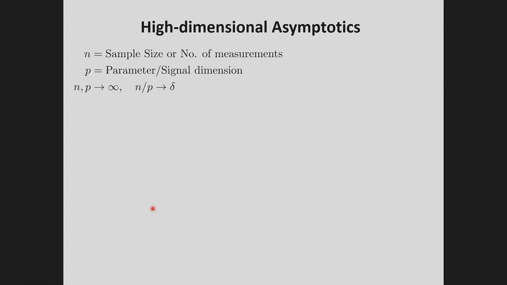This talk is going to be about high-dimensional asymptotics, or precise asymptotics, or proportional asymptotics. Here the goal is to study this problem when we let both the number of measurements n and p, the dimension of the signal, go to infinity together, such that their ratio converges to a fixed constant delta. There are a lot of people who work in this regime, and I took a shortcut and put a reference to a review article I like.